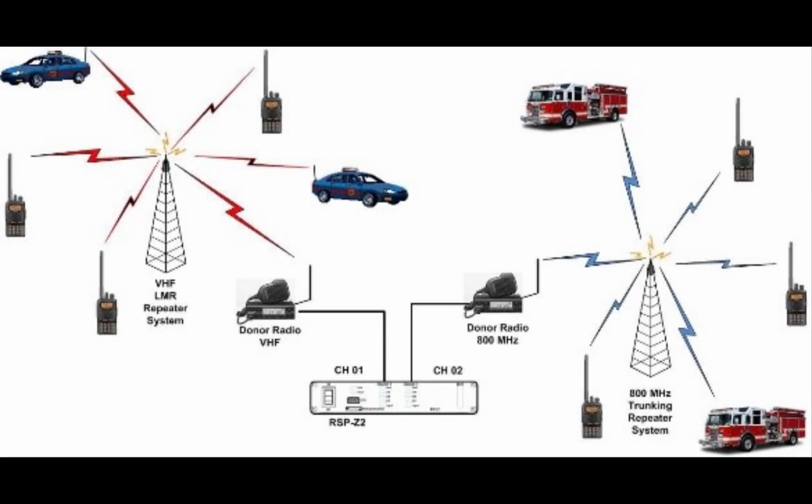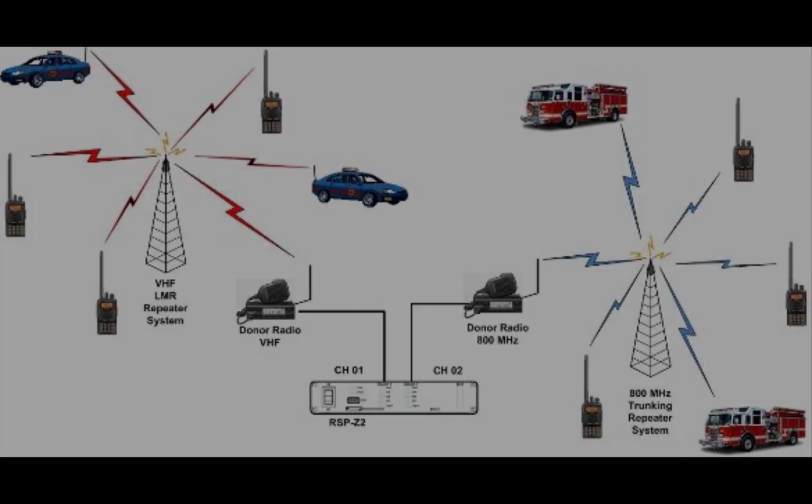RSP-Z2 channel 01 is connected to a VHF repeater system for the State Highway Patrol, and channel 02 to the local fire department's 800 MHz trunk system. A channel talk group on each system is set aside for emergencies when the two agencies need to talk to each other. Whenever any user from either system transmits on the designated channel talk group, all other users on both channels can hear. Because the donor radios interface the radio systems identically to all other radios in either system, the RSP-Z2 installation has minimal impact.